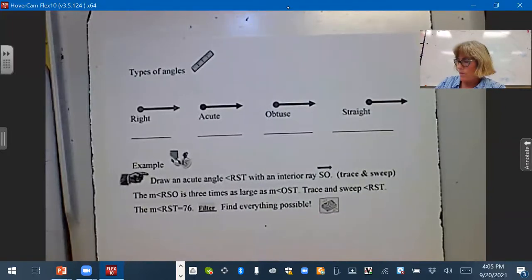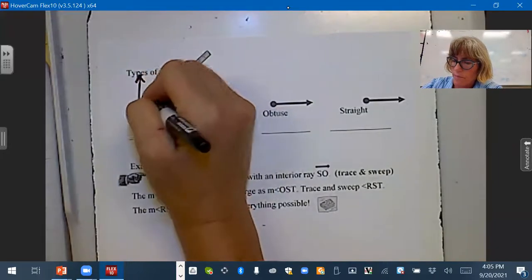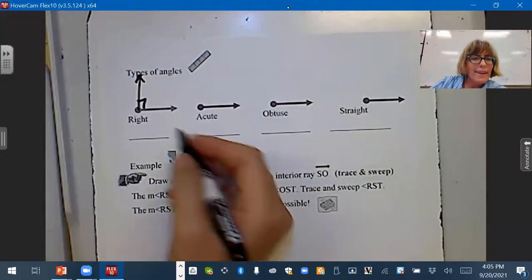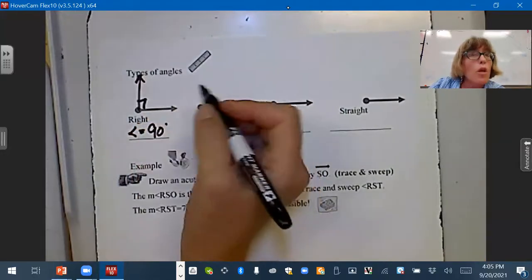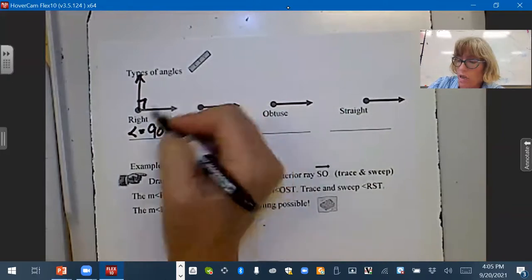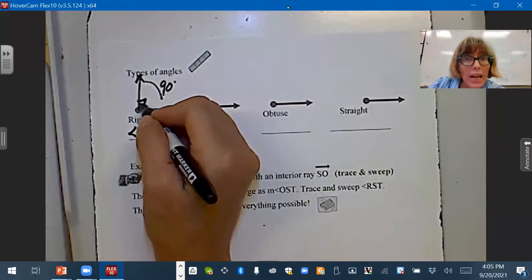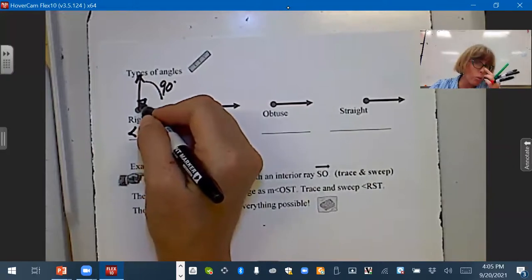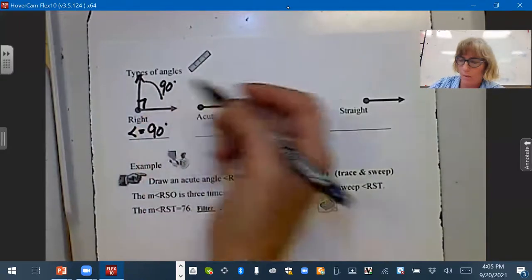Types of angles. If an angle equals 90 degrees, we call that a right angle. And if it is a right angle, you must have the right angle box there. If I ask you to draw a right angle and you do not have a box there, it is not a right angle.